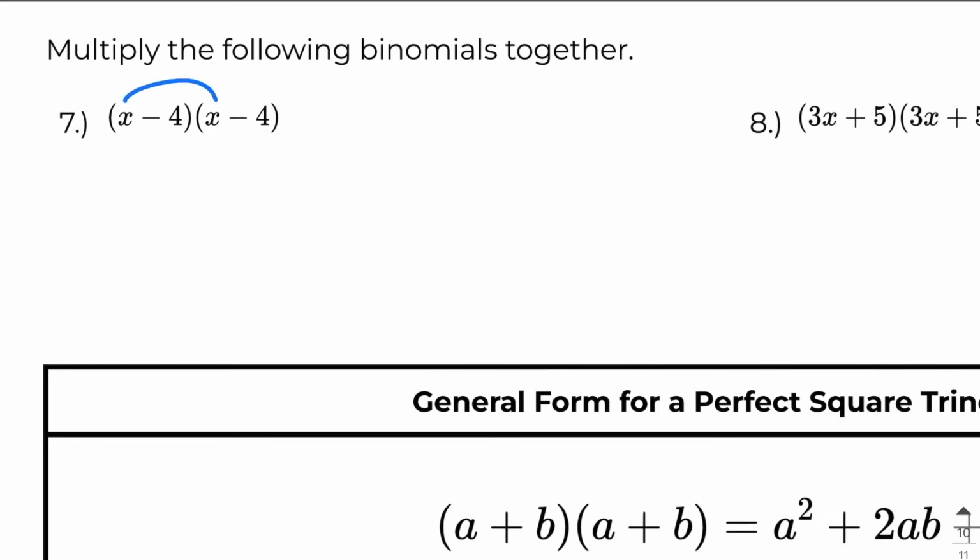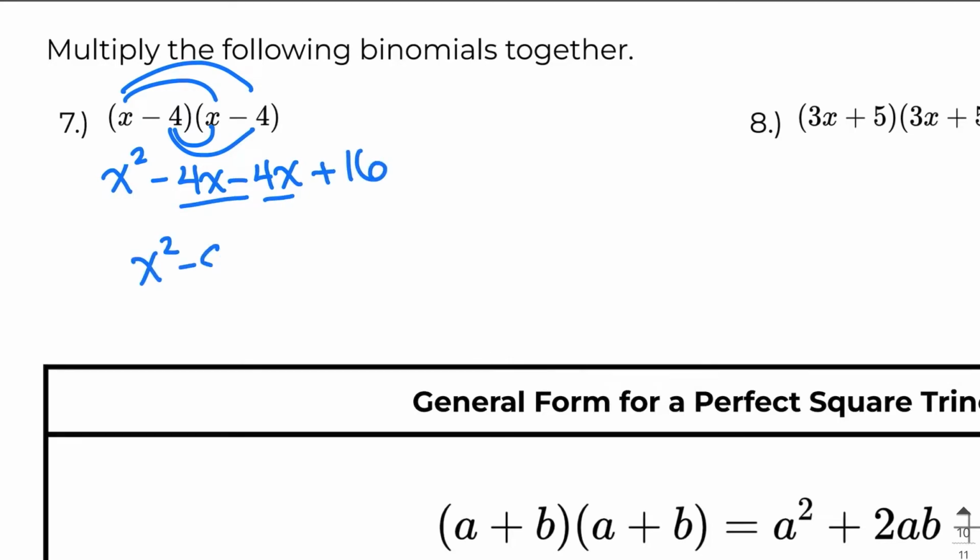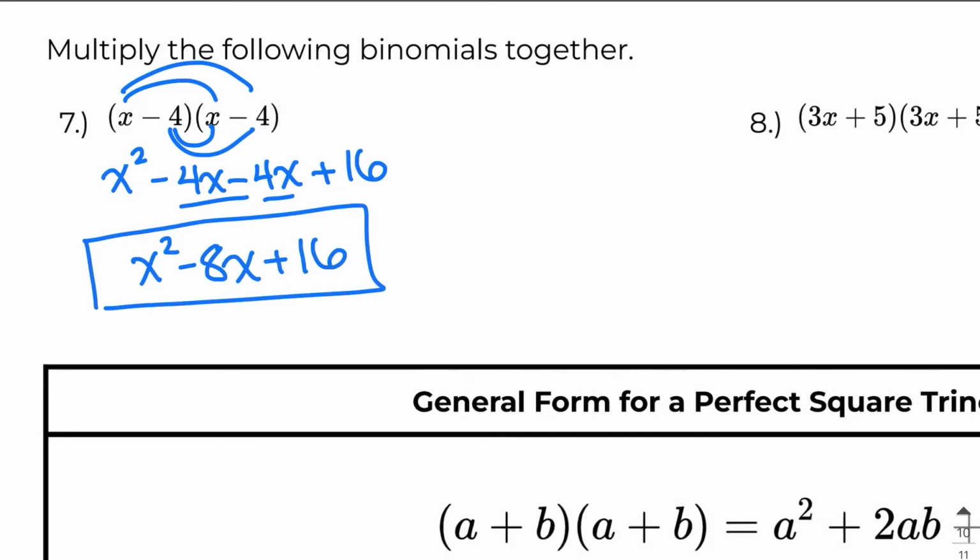So when I FOIL this, x times x is x squared. When I do my outer, I get negative 4x. When I do my inner, I get another negative 4x, which does not cancel out. And then negative 4 times negative 4 is positive 16. So now these actually get put together. You get x squared minus 8x plus 16. And so this is what it's going to look like right here. This is my final answer for this one.